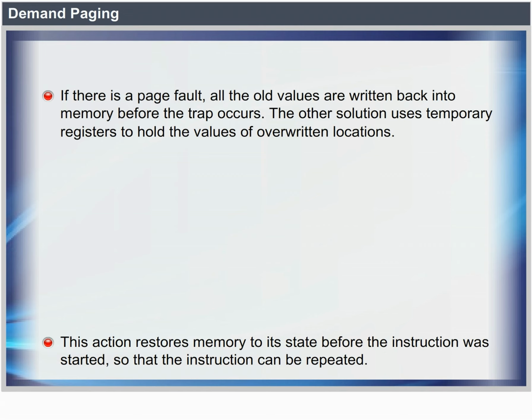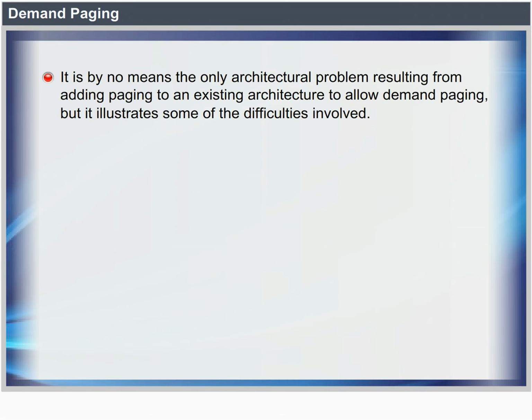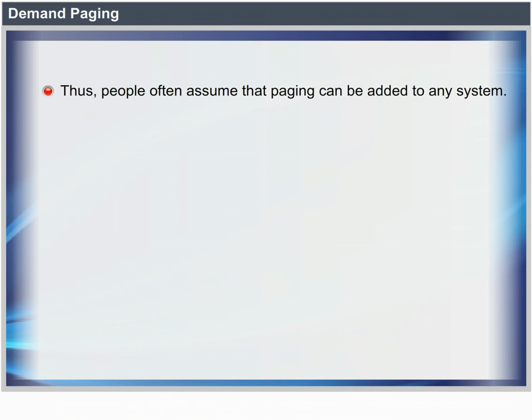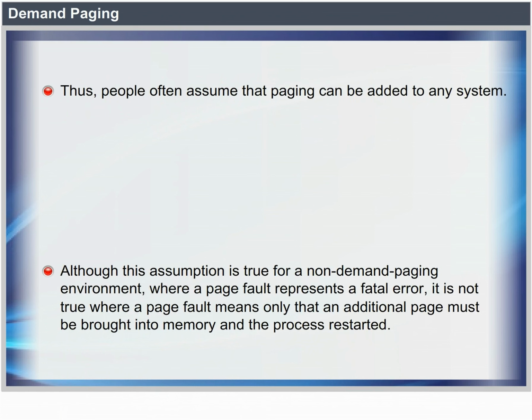This is by no means the only architectural problem resulting from adding paging to an existing architecture to allow demand paging, but it illustrates some of the difficulties involved. Paging is added between the CPU and the memory in a computer system. It should be entirely transparent to the user process. Thus, people often assume that paging can be added to any system. Although this assumption is true for a non-demand-paging environment, where a page fault represents a fatal error, it is not true where a page fault means only that an additional page must be brought into memory and the process restarted.